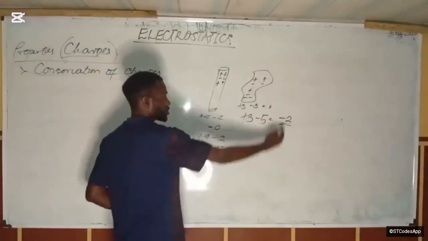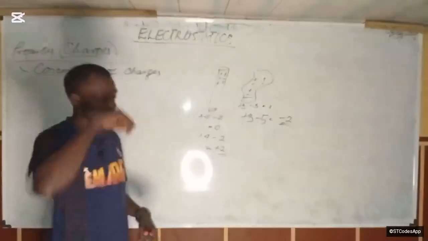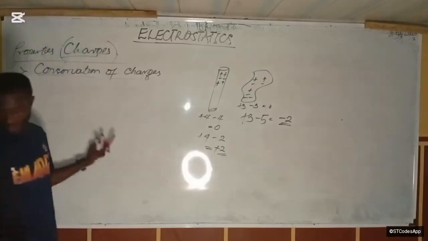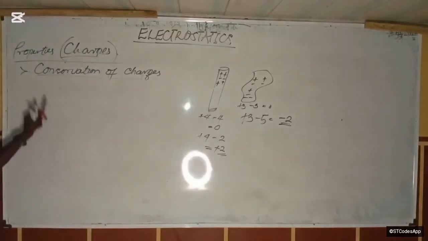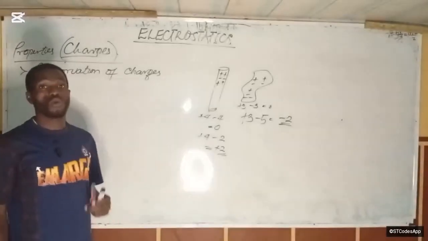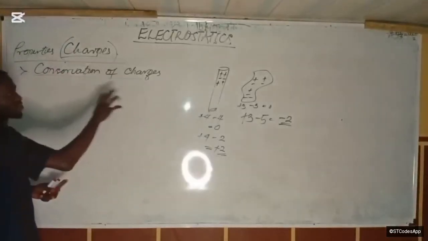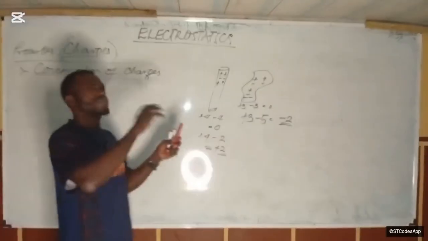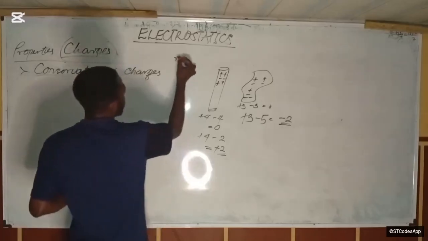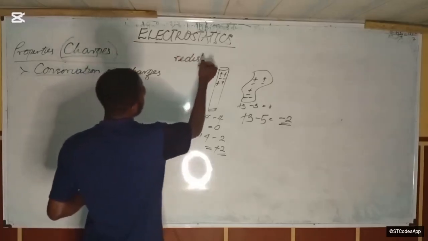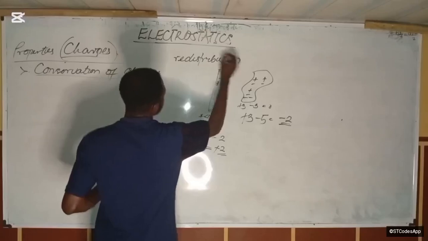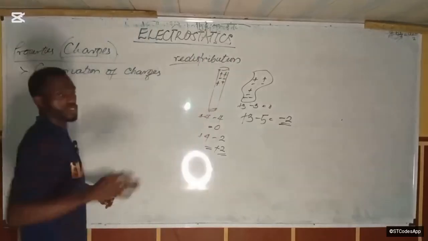All right. So you see that we did not make any new charge. Another way we can restate the law of conservation of charges is that charges can neither be created nor destroyed. What we just did here is redistribute charges. We did not make any new charge. Is that clear?